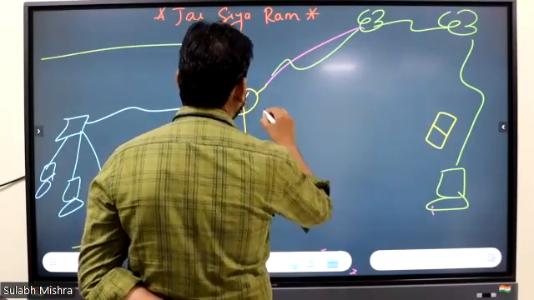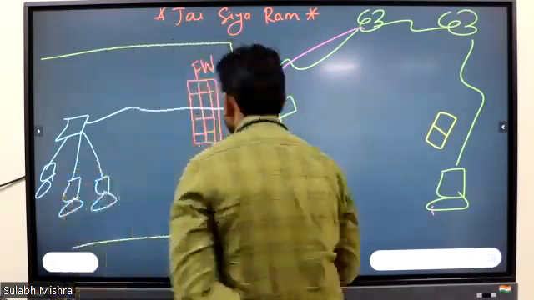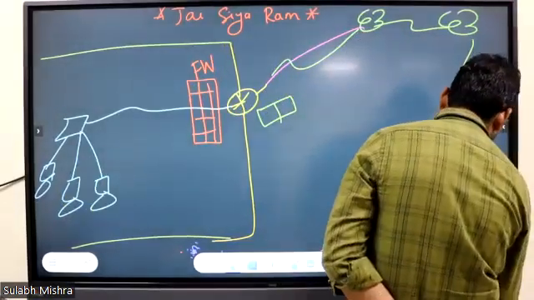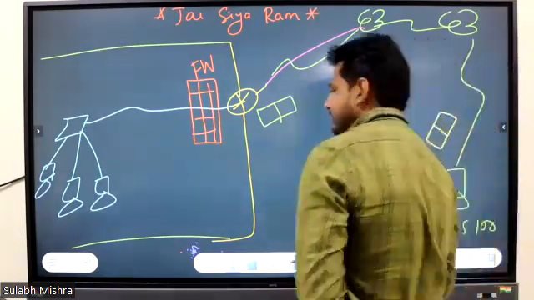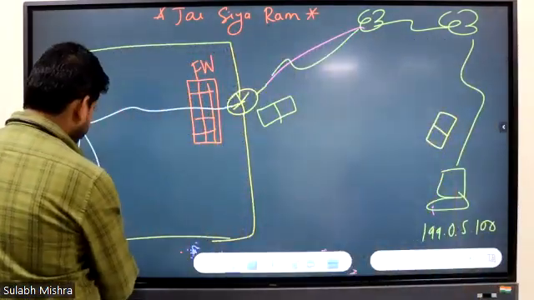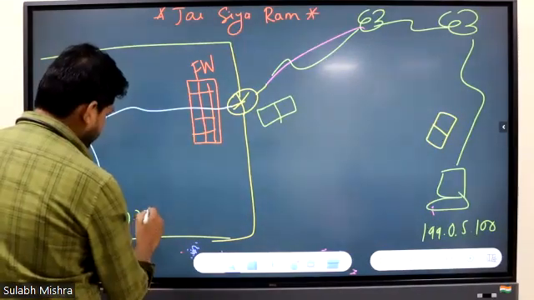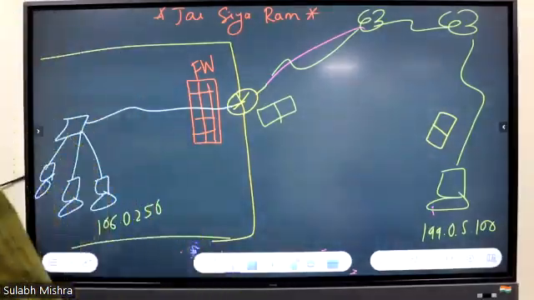Okay, let's understand what will happen. As we already discussed, once the packet hits the router, for example, the source IP is 199.0.5.100 and the destination IP is 106.0.2.50. This is the destination IP address.